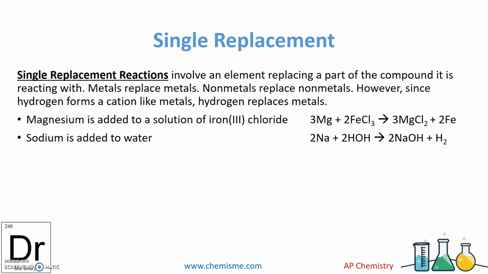So here's an example. Magnesium is reacted with iron(III) chloride. You can see the single replacement occurs between magnesium and iron. So the magnesium used to be alone and now iron's alone because they're both metals.